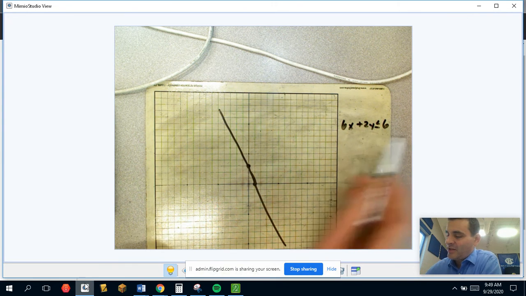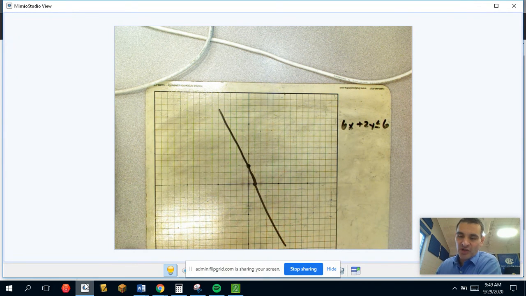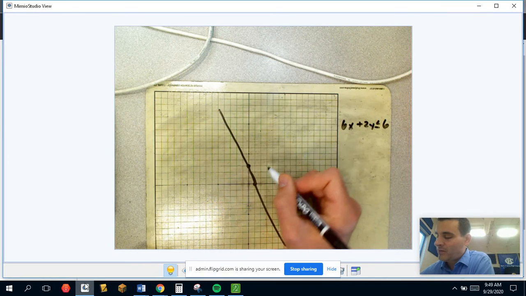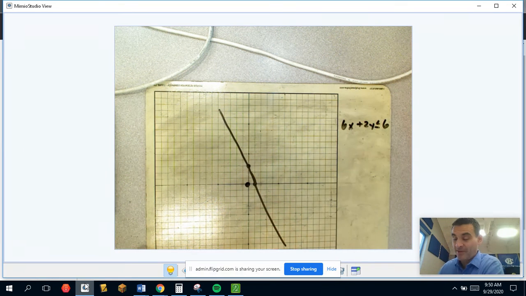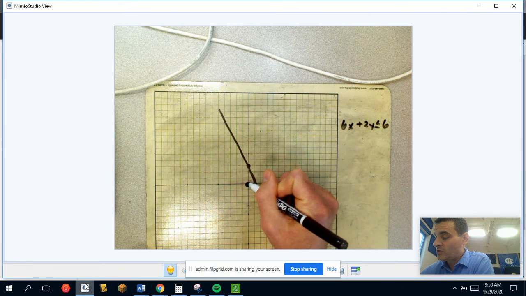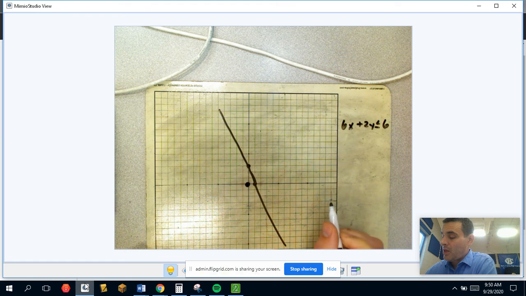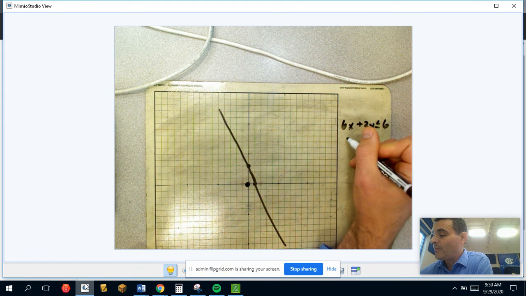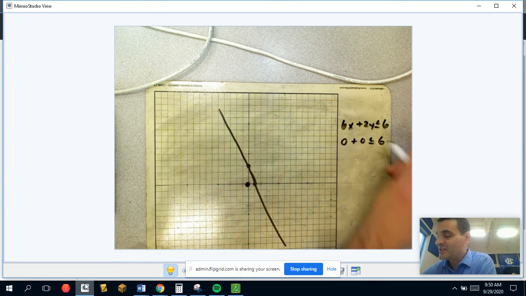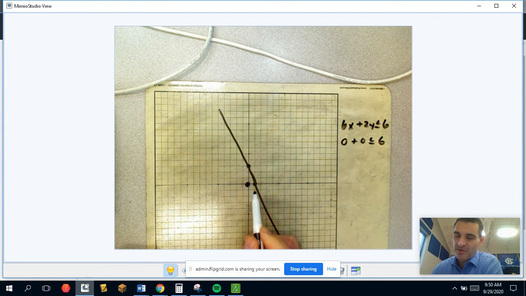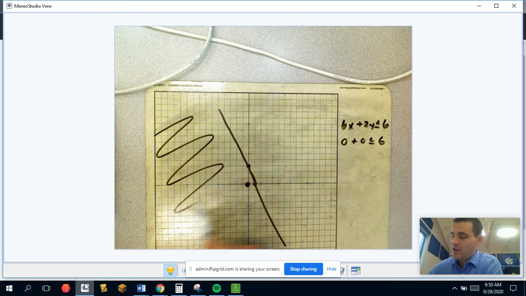This is a less than, so the shading is going to be on this side, but if you're not sure, just pick a point. The origin is usually the best point if it's not on the line. If it's on the line, you have to pick a different point. So I'm going to pick the origin here. And if I put 0, 0 in there, it's just going to be 0 plus 0. 0 plus 0 is less than 6. So that side should be shaded. So I'm going to shade everything over there.